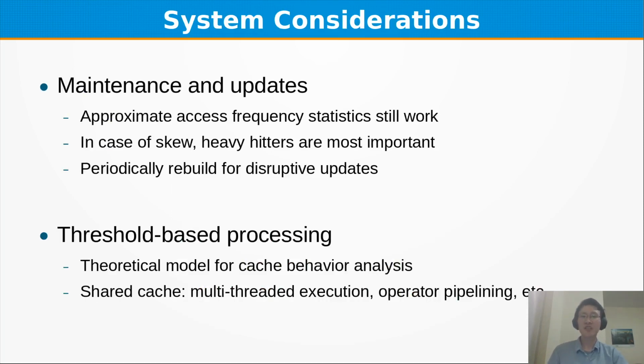To use permutation indexes in a database system, we need to maintain the frequency information when there are updates. In general, we find permutation index still works under approximate frequency information, so we can simply ignore small updates if they don't change the frequency too much. If there are a lot of disruptive updates and the frequency changes a lot, then the permutation index has to be periodically rebuilt.